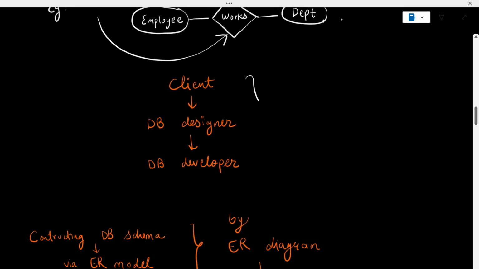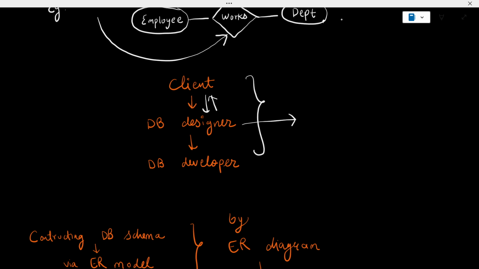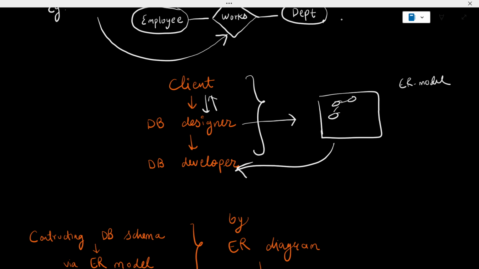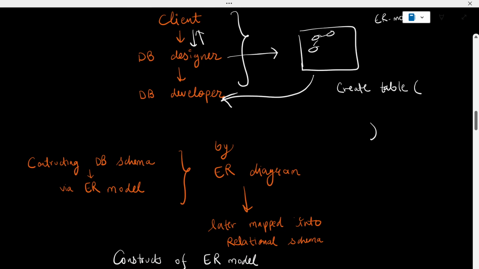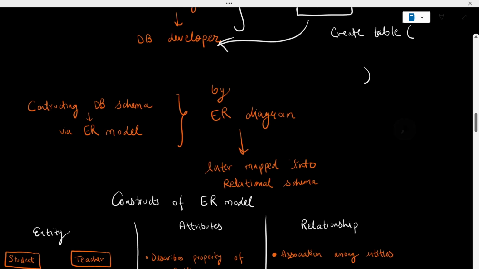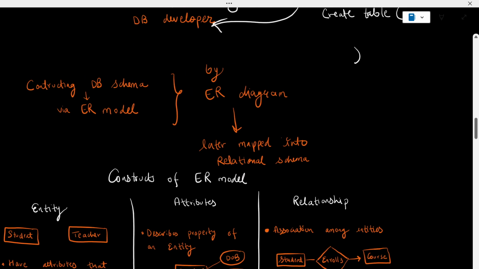Again, if a client communicates with DB designers about their requirements, the designers make a prototype based on a certain model, the ER model, and create a diagram and give it to DB developers. The developers' work will be to write SQL queries and, using DBMS software, implement the database. Construct the database via the diagram, better mapped into the relational model.